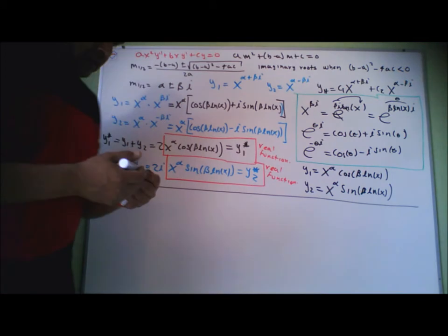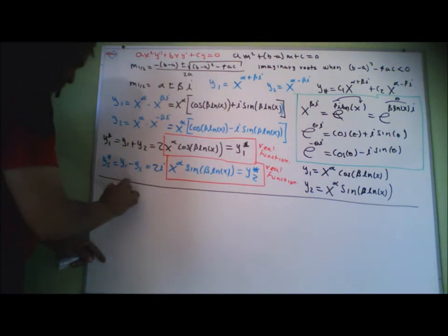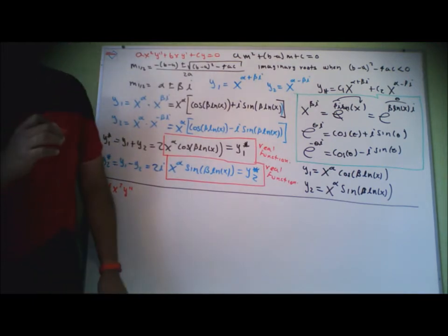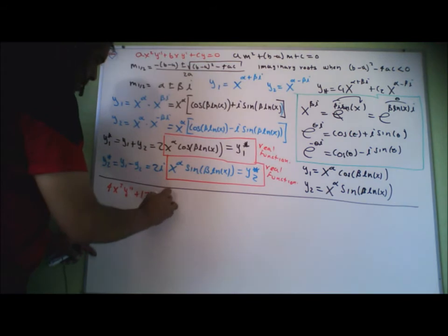Okay, let's do this example. Solve 4x squared second derivative plus 17y equal to 0.